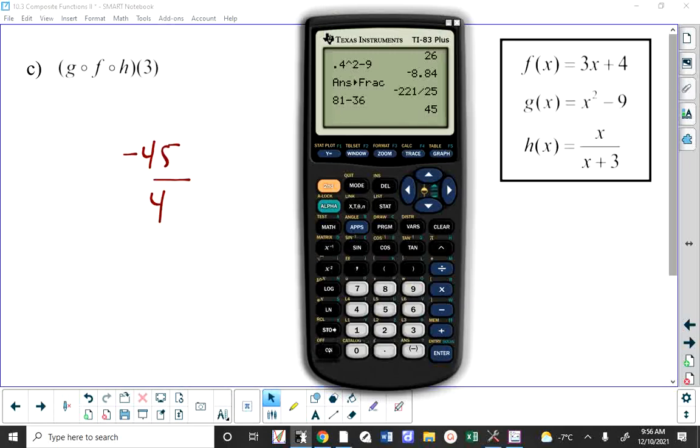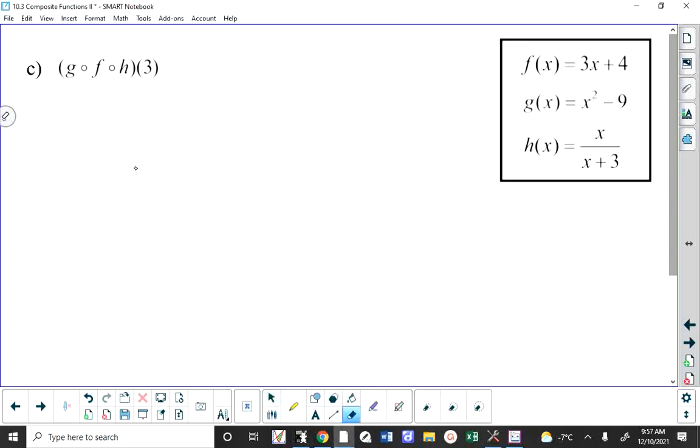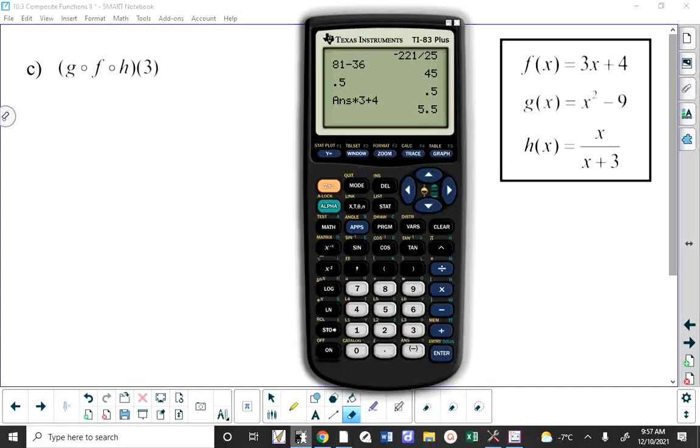I could be wrong. I skipped a couple steps, which I probably shouldn't do. But when I put 3 in for h, I get a half. 3 divided by 3 plus 3 is 3 over 6, which is a half. So 0.5 is what's coming out of h. I need to put that into f. So times 3 plus 4. I get 5.5. I was wrong. I was thinking you were getting 4.5, so this is not correct. I get 5.5. And then I have to square that. And you know, at some point, there's nothing wrong with using your calculator. Minus 9. 85 quarters. Good.